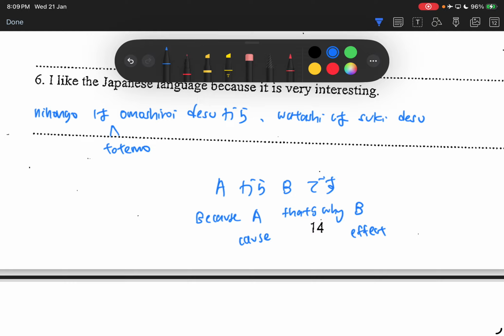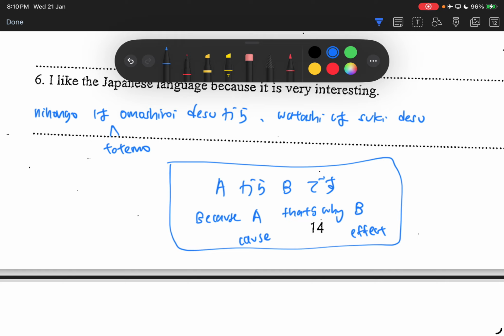I will recommend you to copy down this cause and effect thing. Yeah, we learned before already. That's why I was like, how come you don't tell me it's wrong?